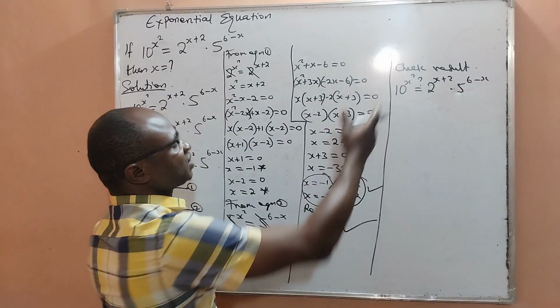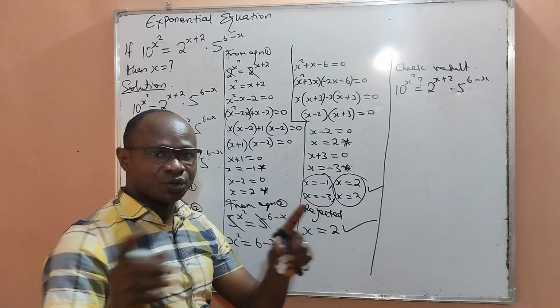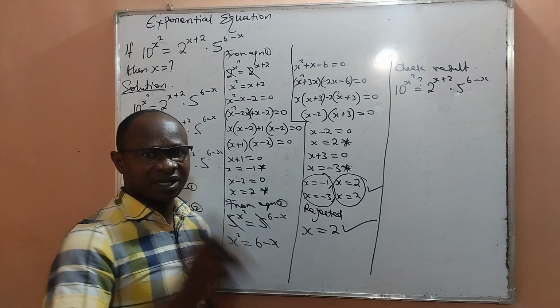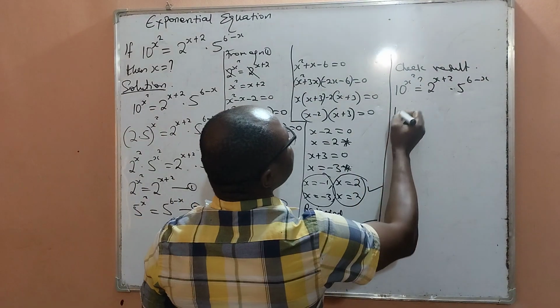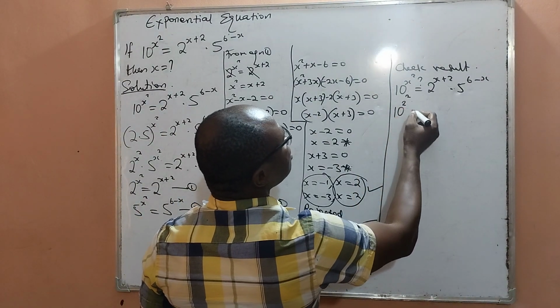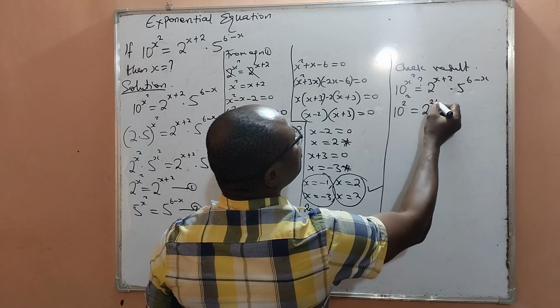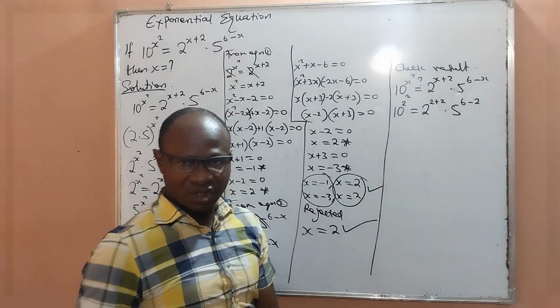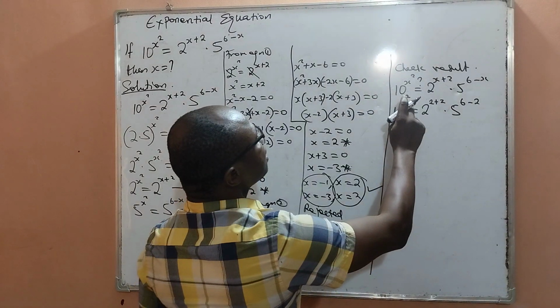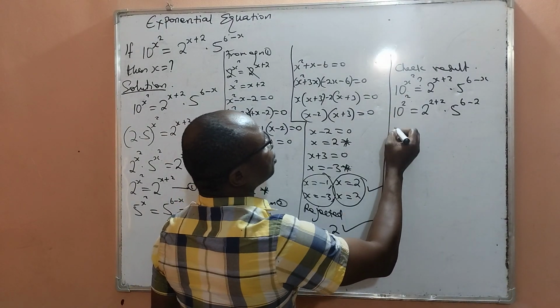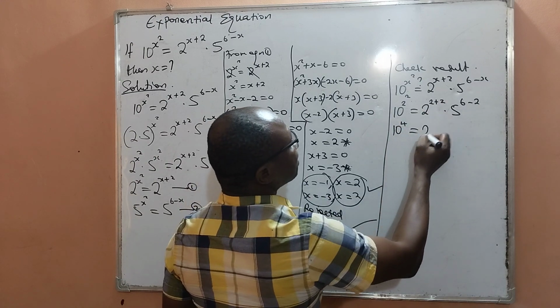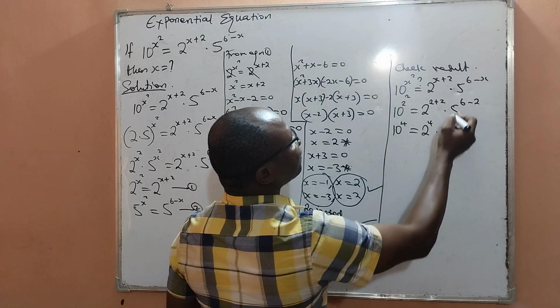Now, anywhere I see x, I put the value 2. If the two sides of the equation are equal, it means x equal to 2 is very correct. Therefore, 10 raised to the power 2 squared is equal to 2 raised to the power 2 plus 2 multiplied by 5 raised to the power 6 minus 2. That is when x is equal to 2. Here, 2 squared is 4, which is 10 raised to the power 4. Here, 2 plus 2 is 4, that is 2 raised to the power 4 multiplied by 5 raised to the power 6 minus 2, which is 4.